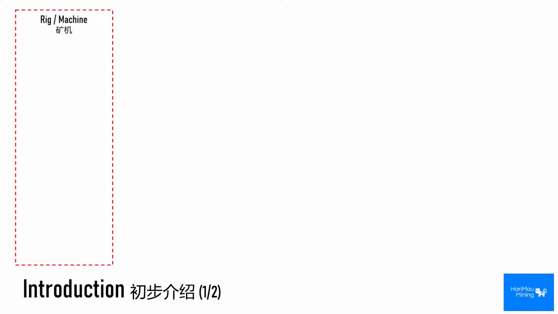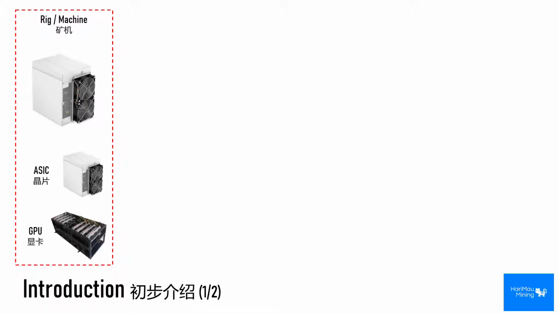As we know, the first component that is very important in cryptocurrency mining is the rig or machine. This is the picture of the rig or machine. Basically, mining machines are separated into two very major categories. The first one is ASIC, which we call the ASIC mining machine, and the other one is the GPU mining machine, which is the graphic processing unit mining machine.